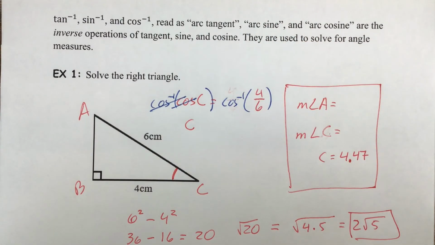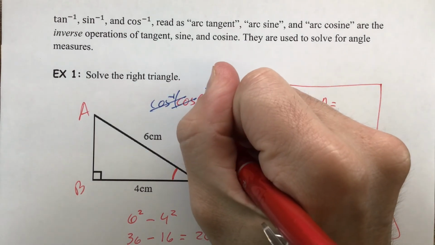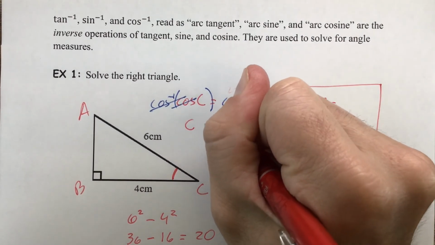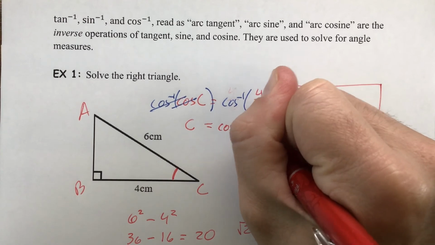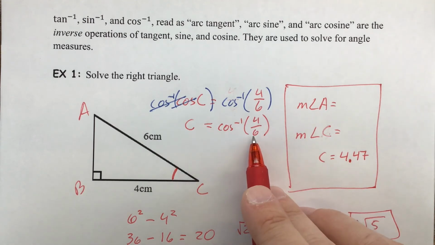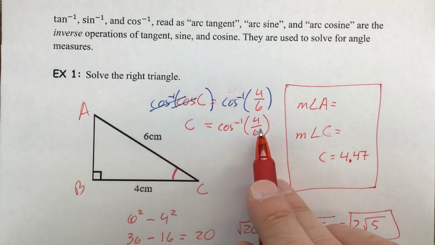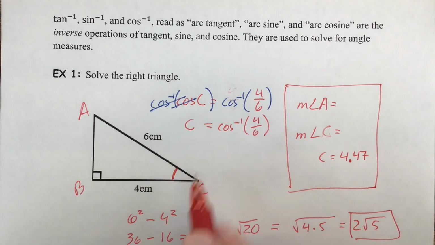So ultimately, when this cancels out and we get C by ourselves, we figure out that C is actually equal to the arc cosine of the ratio. Okay, and what I want you to notice here is that we don't flip the ratio. We don't do anything with it. It's still going to be the adjacent over the hypotenuse, but instead of putting an angle into cosine, you're going to put the ratio into the arc cosine.